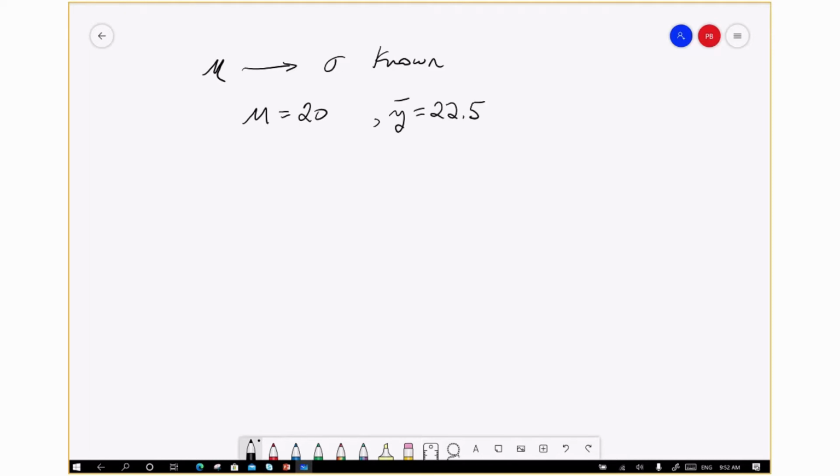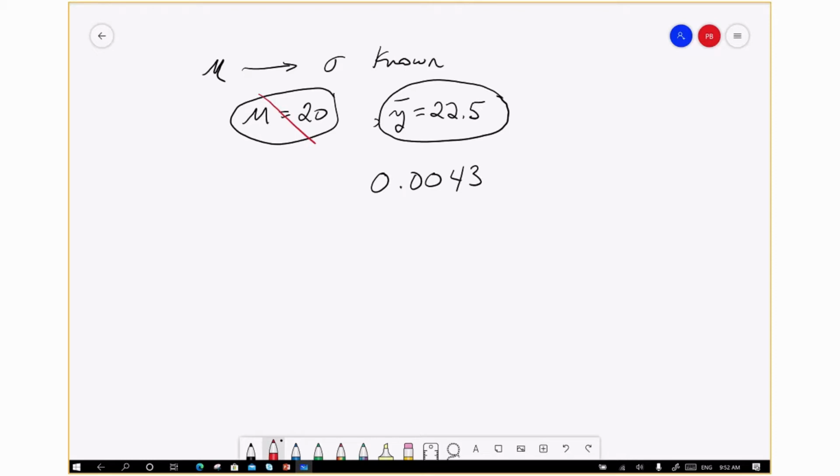And we determined that the probability of getting, in any one particular sample, a sample mean of 22.5 or more, if the true underlying population mean was 20, was a very small value, only 0.0043, and hence we rejected the null hypothesis that the mean was equal to 20. So what are we going to do in this video?